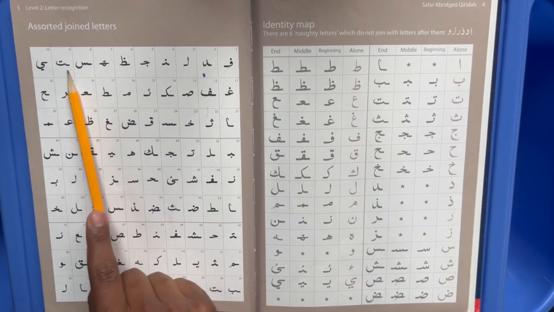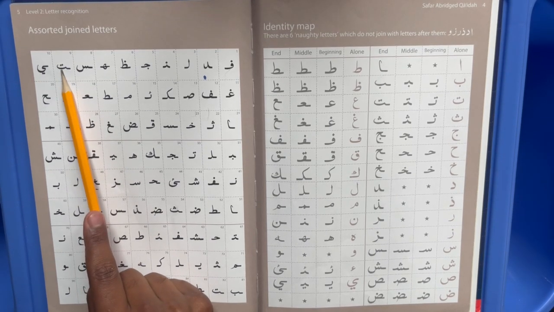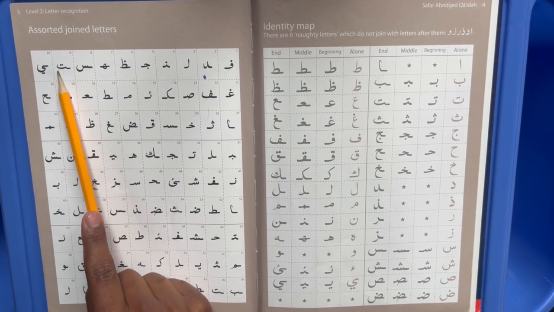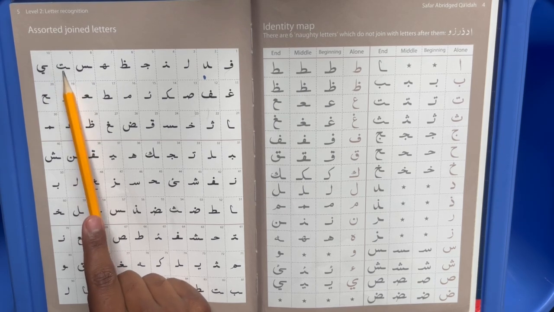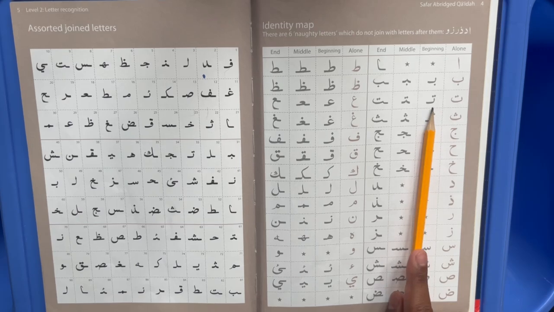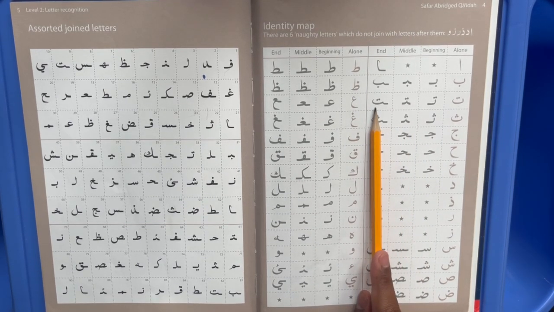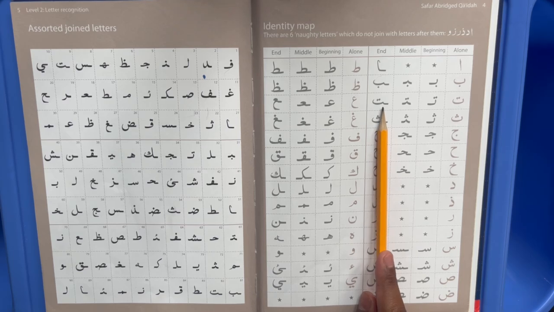And finally, we have here number 9, which, again, has 2 dots at the top. And from our previous lessons, we see that this letter should be the letter ta. What we need to work out is, is it ta at the beginning? Is it ta in the middle? Or is it ta at the end? And correct, it is ta at the end.